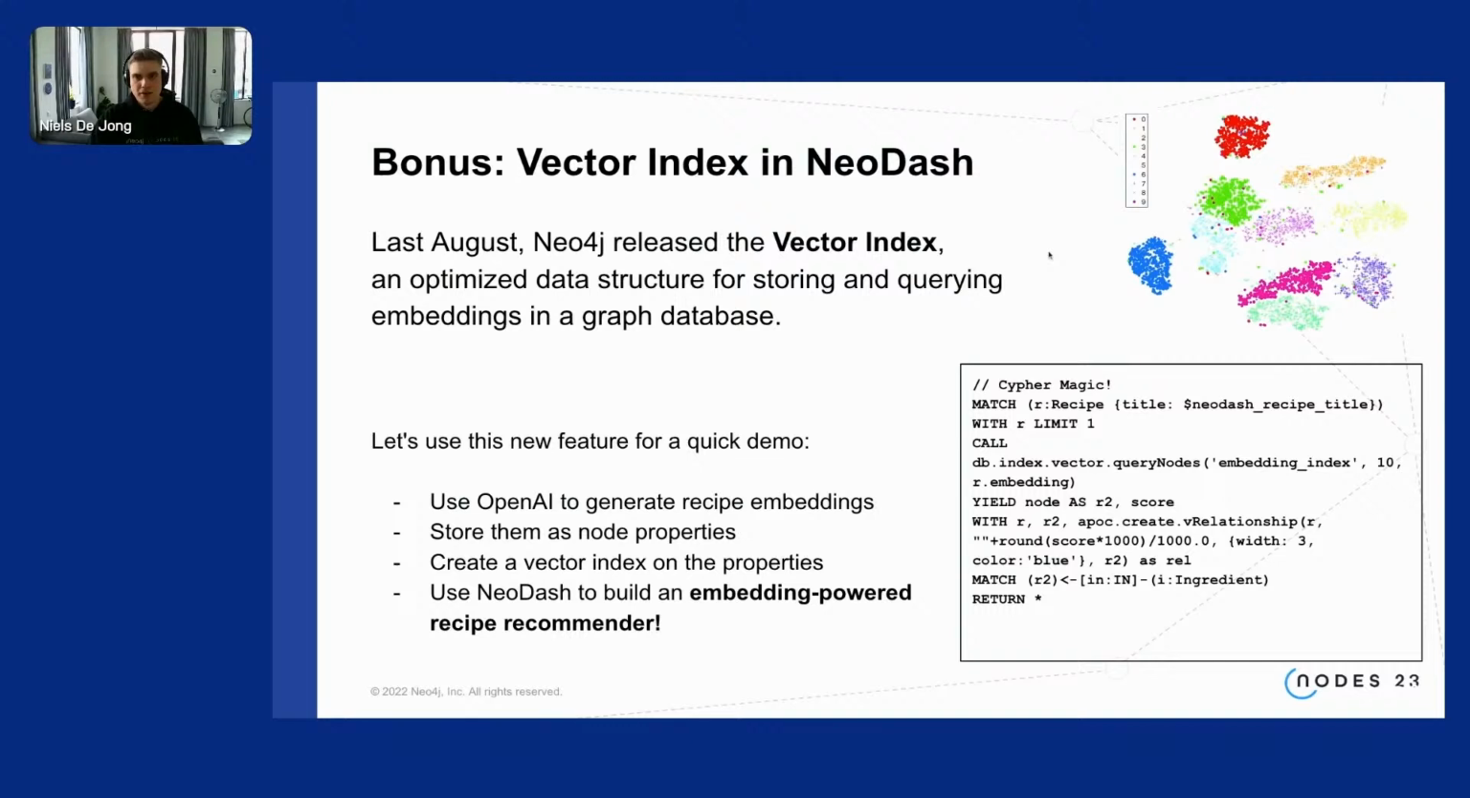So what we've done is we've generated recipe embeddings with OpenAI. We stored them on the nodes. We created a vector index on the properties, and then we are using NeoDash right now to build an embedding-powered recipe recommender, which sounds very exciting, but honestly, it's just one Cypher query.